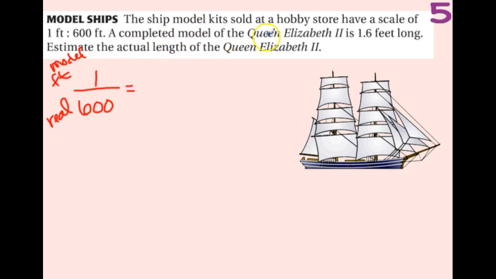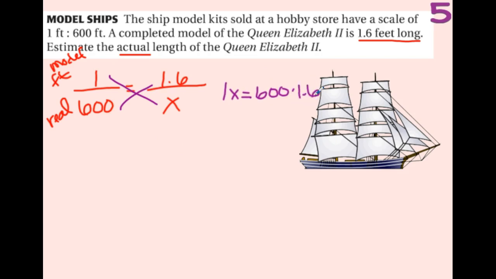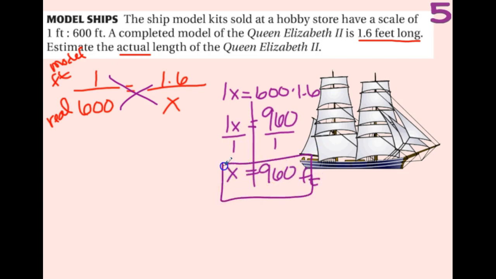It says a completed model of the Queen Elizabeth II is 1.6 feet long. Estimate the actual length of the Queen Elizabeth II. So they just said we need to find the real part, the actual distance. The 1.6 is the model. So cross multiply, 1 times x is 1x. 600 times 1.6, let's plug that in. We get 960. Now if you divide it by 1, you still have 960. And we're talking about feet.